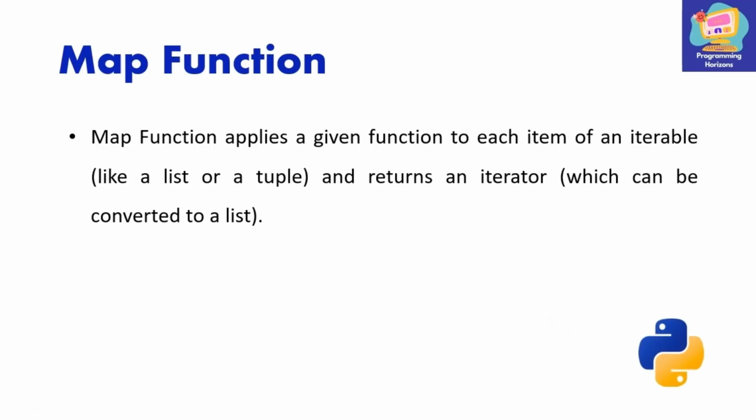In Python, the map function is a built-in function that applies a given function to each item of an iterable, such as a list or a tuple, and returns an iterator, which can then be converted to a list. Its syntax is like this. First of all, we mention the name of the function, which is map, and inside this function we have to pass two arguments, which include a lambda function and an iterable. Let's see how it works through an example.